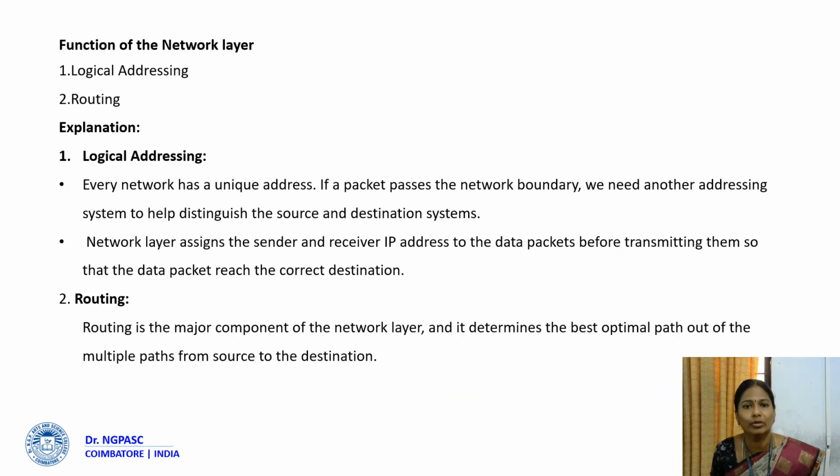Next, we see what the functionalities of the network layer are. There are two functionalities we have. One is logical addressing. The next one is routing. Logical addressing is nothing but the IP address. Each and every computer on a network has its own IP address. That IP address is included in the logical addressing of the network layer. Next, we move to routing. Routing is the most important concept in the network layer. Routing is used to find the shortest path from the source to the destination.